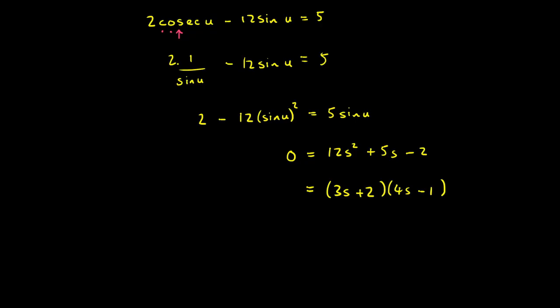So we can just double check that. 3 sine times 4 sine is 12 sine squared. 3 sine times -1 is minus 3 sine, plus 6 sine. Okay, so the minus 3 sine plus the 6 sine.